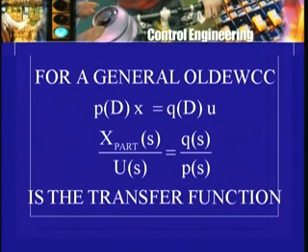We have to remember that the multiplier for u, qd, the corresponding qs is in the numerator, the multiplier or the operator acting on x, the corresponding pd becomes ps in the denominator of the transfer function. Do not interchange the numerator and the denominator. In a hurry sometimes students make this mistake, but there is no reason to make this mistake.